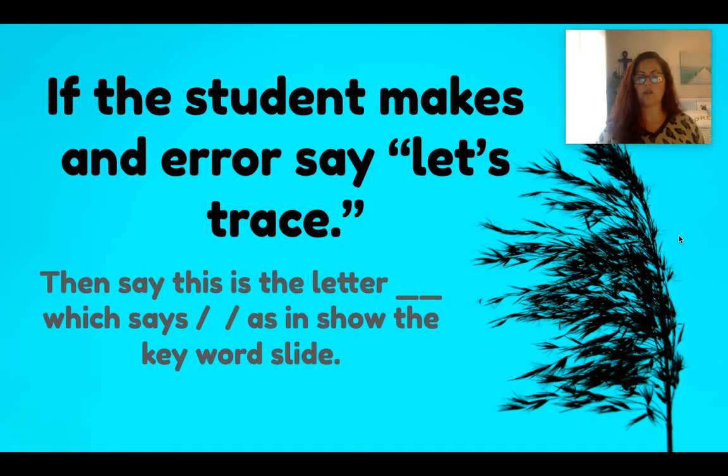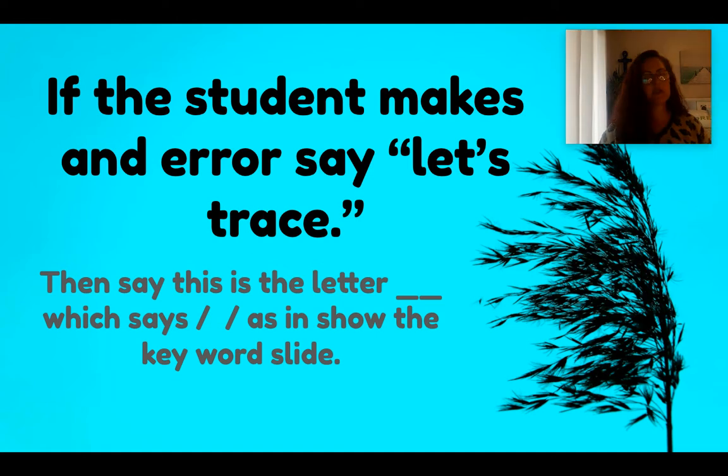If your child or student makes an error, you'll say, let's trace. You would say, for example, this is the letter A, which says ah, and then you can either show the keyword slide or say apple. And then you're going to want them to trace it 3 times on a rougher surface with these 2 fingers, and they would say A says ah, A says ah, A says ah. Okay?